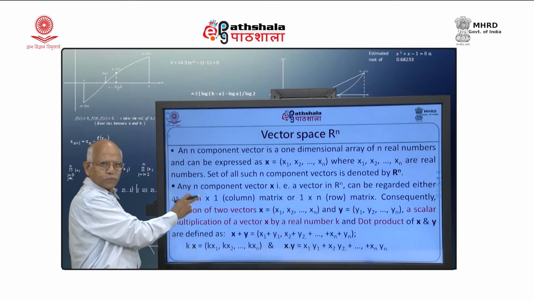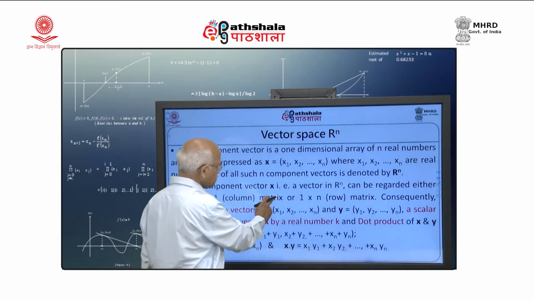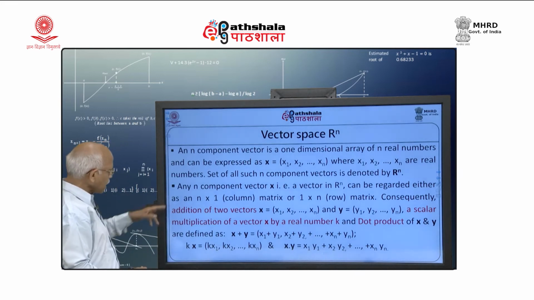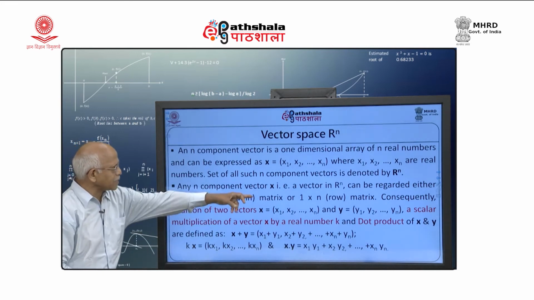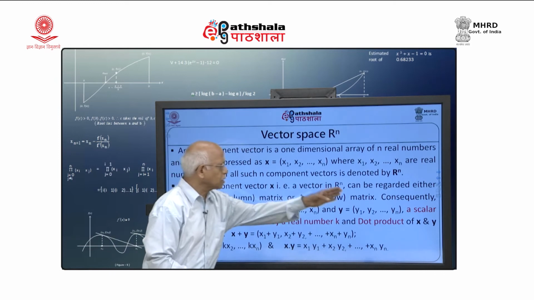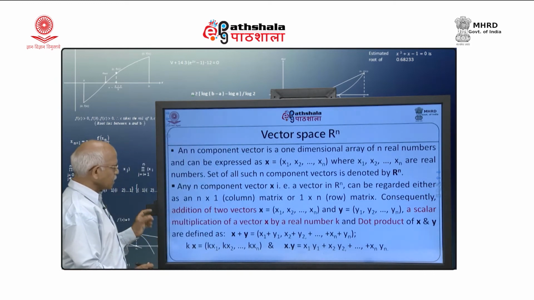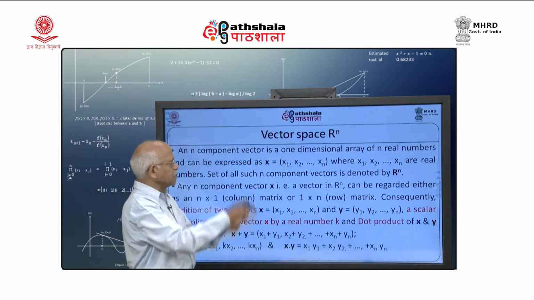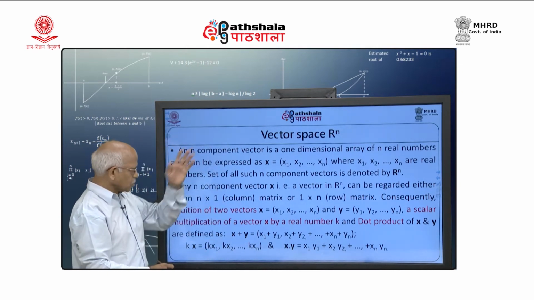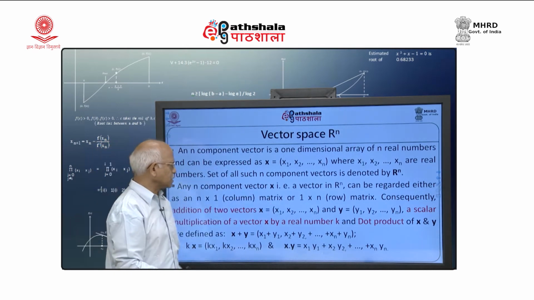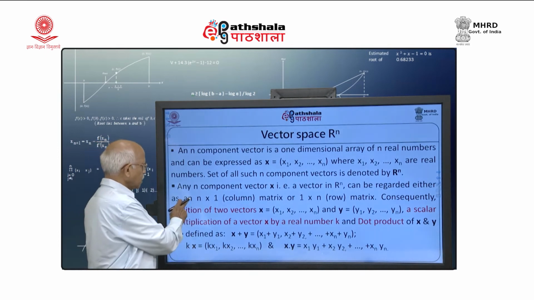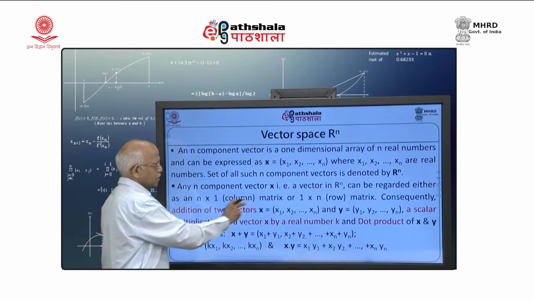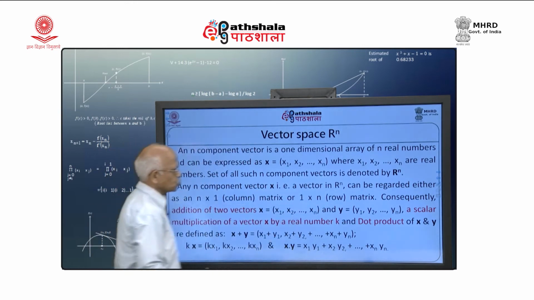Now, any n-component vector x bar, that is a vector in R n, can be regarded either as an n cross 1 column matrix or a 1 cross n row matrix, and consequently I can represent it either as a row vector or a column vector. If I write it in a column format, I will be getting n by 1, so n rows and 1 column. That is a column vector, and 1 by n is a row matrix.